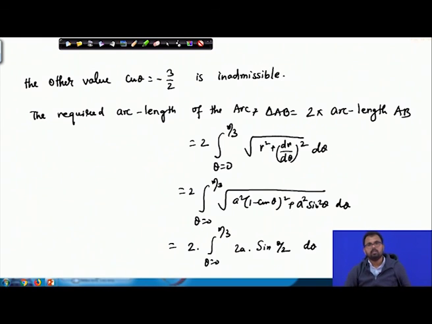So I tried to cover enough examples from all of these types of coordinate system: Cartesian, parametric Cartesian and polar coordinate system, and we will continue with our next topic, which is surface integral, in our next class. I will try to include some examples on rectification in our assignment sheet.